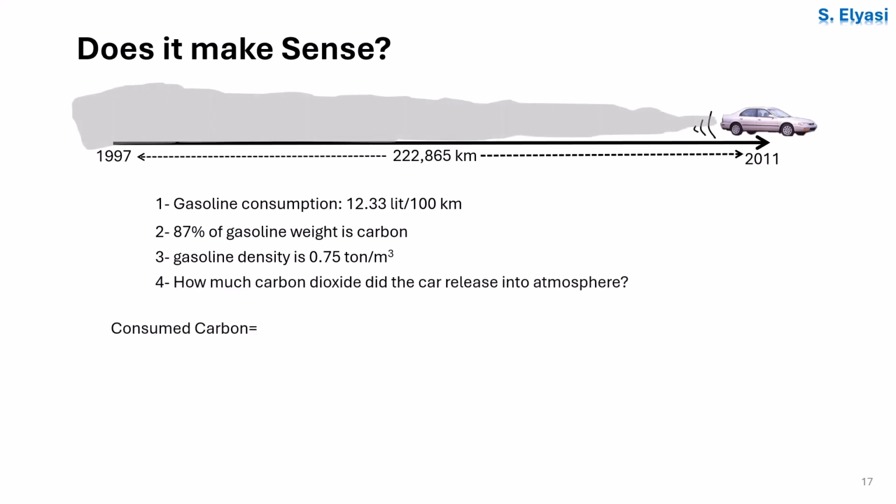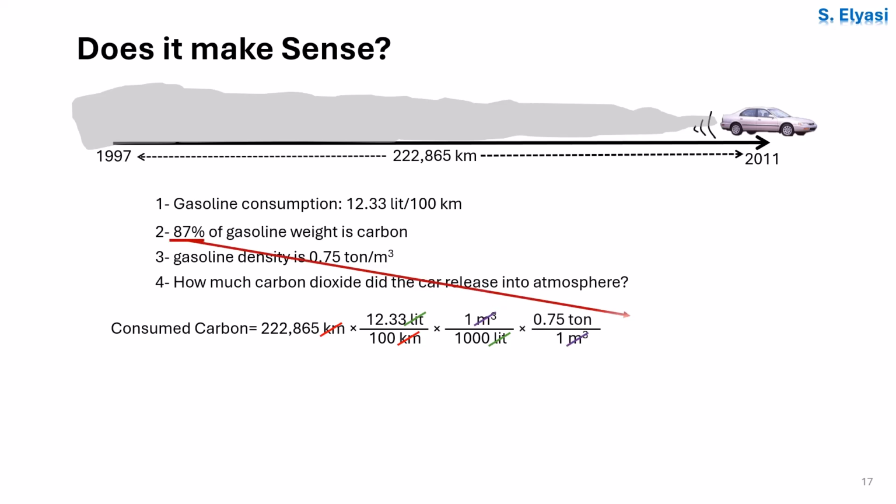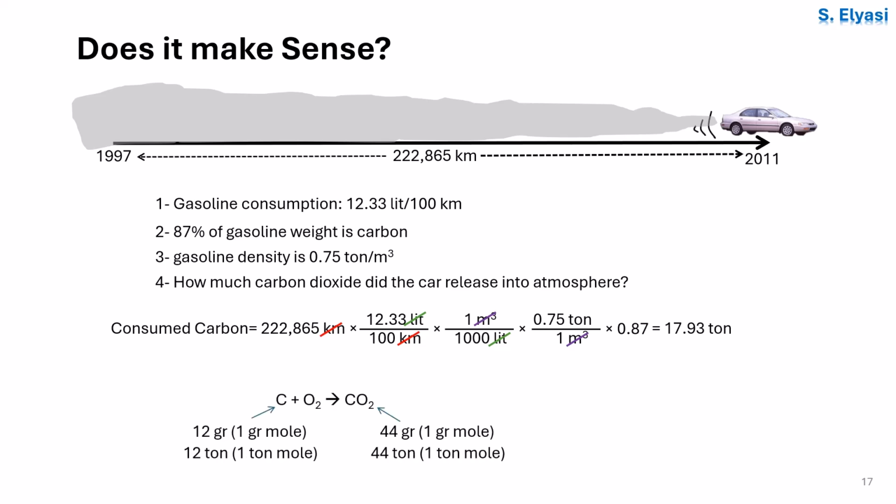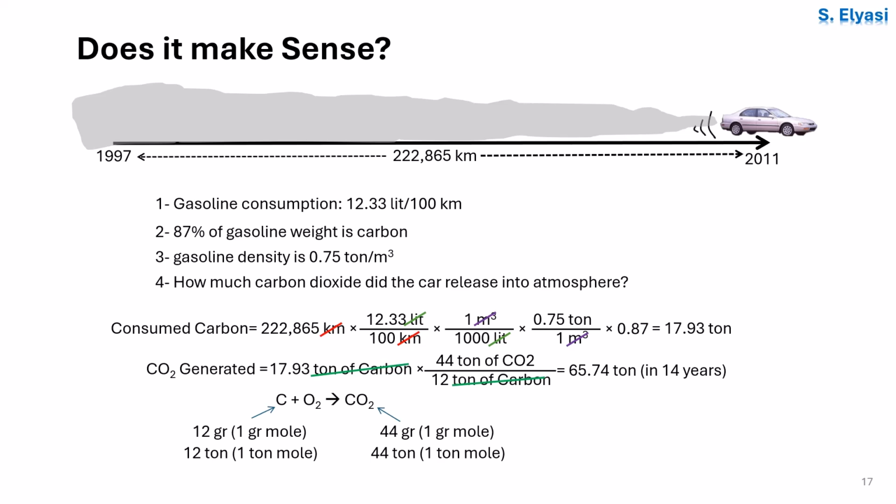To find the total carbon consumed, we multiply the total distance by the fuel consumption rate, convert this to cubic meters, and then apply the gasoline density. With this carbon mass, we can calculate the CO2 emissions. Since burning carbon with oxygen produces CO2, we use the molecular weight ratio of CO2 to carbon, 44/12, to find the total emissions over 14 years. This calculation shows that the car emitted approximately 4.7 tons of CO2 per year. Please note how I carefully compare and cancel out the units in the calculation.